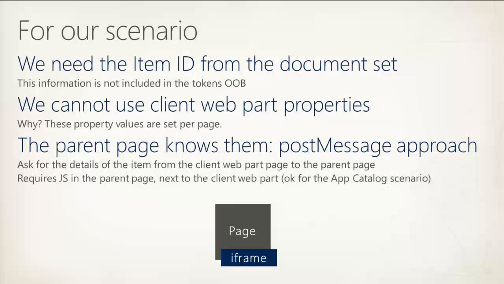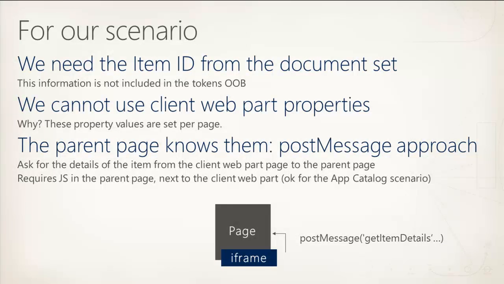JavaScript post messages will basically allow the client web part to ask the parent page for information that it knows. The parent page actually knows which list and which item is rendered, but the client web part doesn't. So we're going to need to ask the parent page for the information about which list and which item is being rendered, receive that back on the iframe, and then actually go and perform the operation on the back end and query TFS.